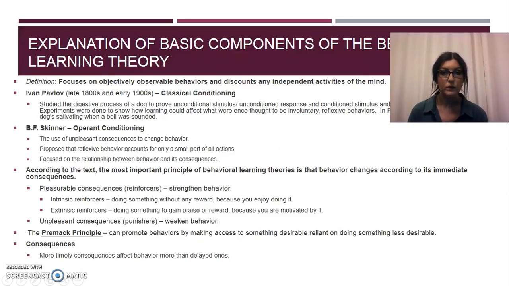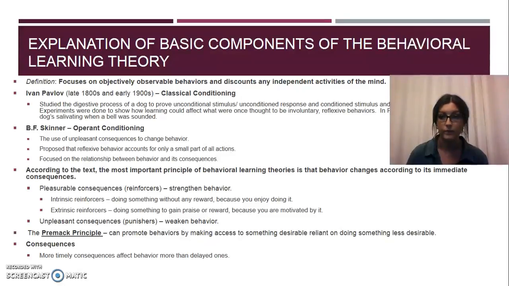Pleasurable consequences are reinforcers and they strengthen behavior. There are 2 kinds: intrinsic reinforcers and extrinsic reinforcers. Intrinsic is doing something without any reward because you enjoy doing it. Extrinsic is doing something to gain praise or reward because you're motivated by it. Unpleasant consequences are punishers that weaken behavior. The Premack principle can promote behaviors by making access to something desirable reliant on doing something less desirable.